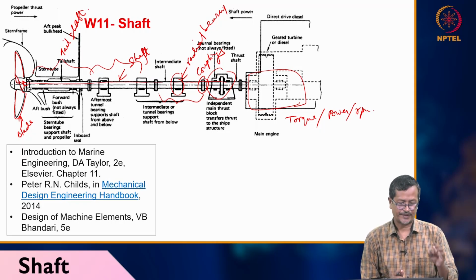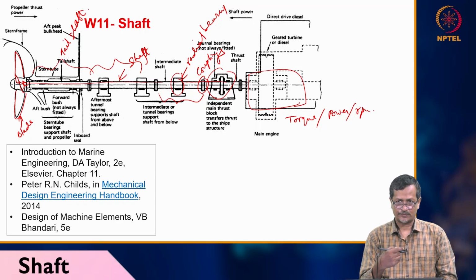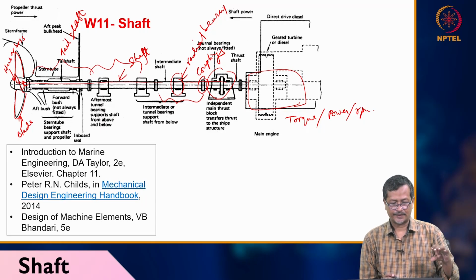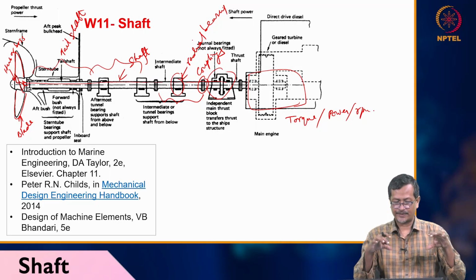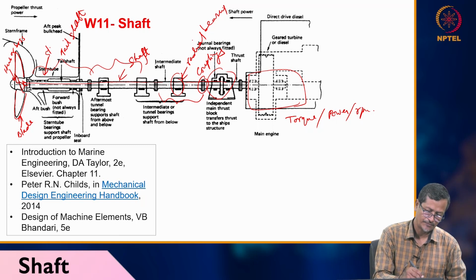Tail shaft will be connected to your propeller. So propeller will have blades, it may be controllable pitch propeller or fixed pitch propeller. Now propeller blades will be fixed on hub or boss. And the tail shaft will be connected to the propeller and it will be passing through the stern tube. So this is called stern tube.